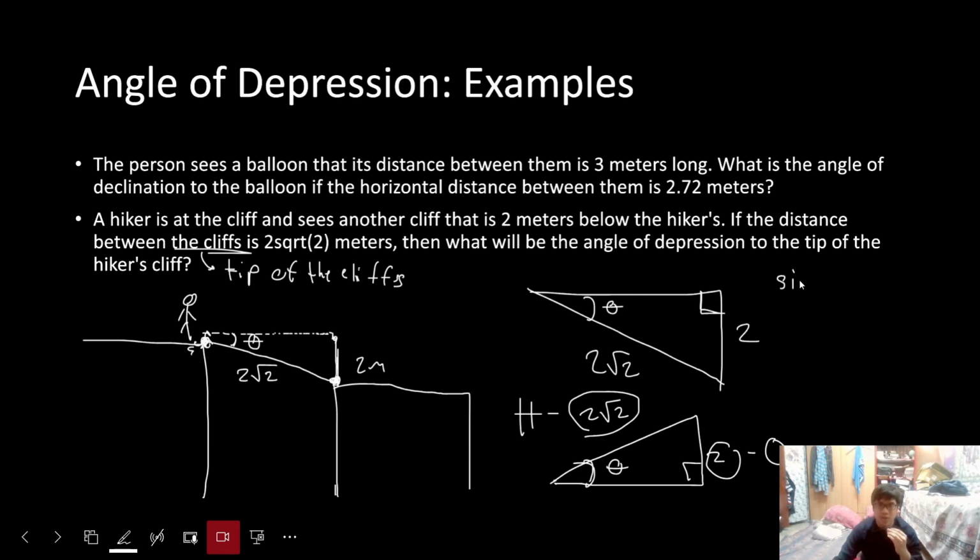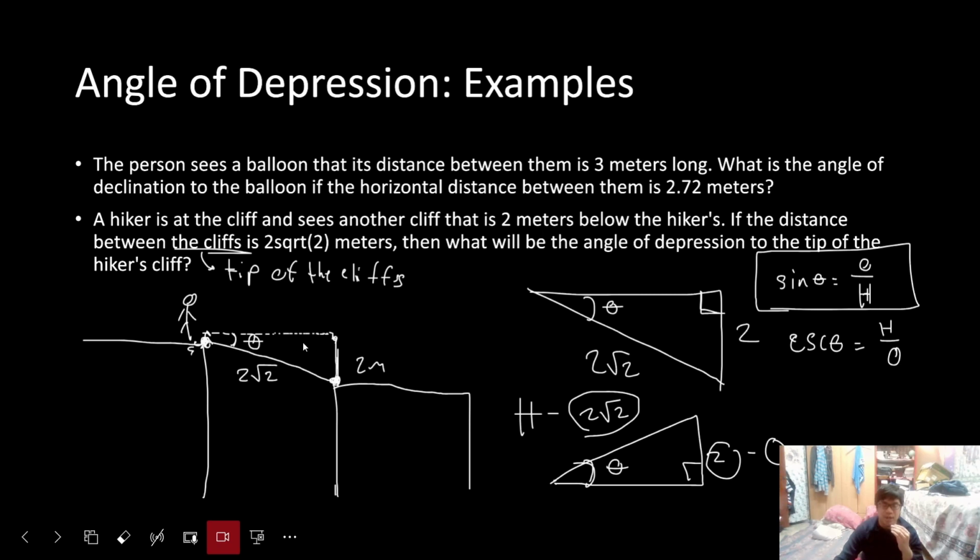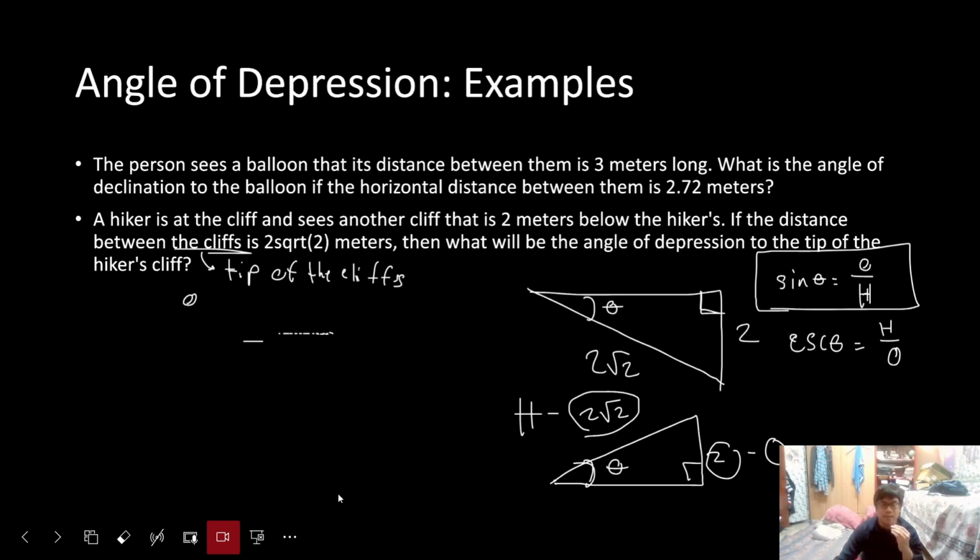So there are two, which is sine theta is equal to opposite all over hypotenuse, and its reciprocal, cosecant theta is equal to hypotenuse all over opposite. So let's start first with the basic one, which is the sine theta. Okay, we're going to use that. Let me just erase the drawing here since we already have a right triangle. So we have sine theta is equal to opposite all over hypotenuse. Now let's substitute. So your opposite is 2 and your hypotenuse is 2 square root of 2.